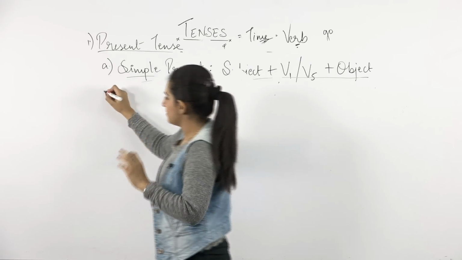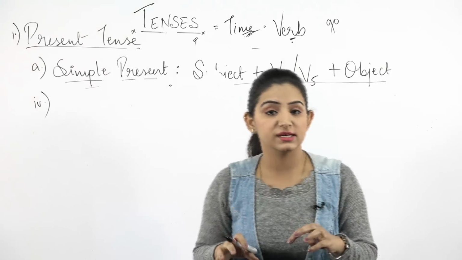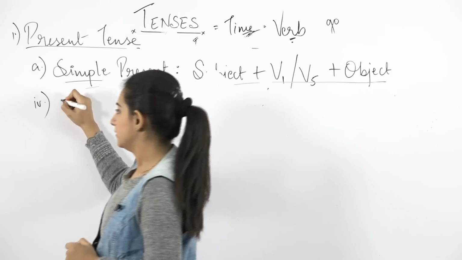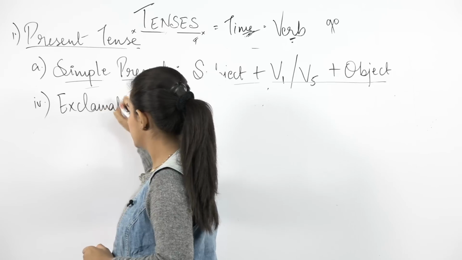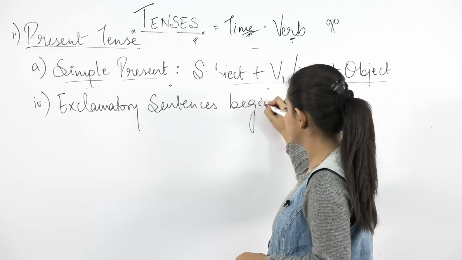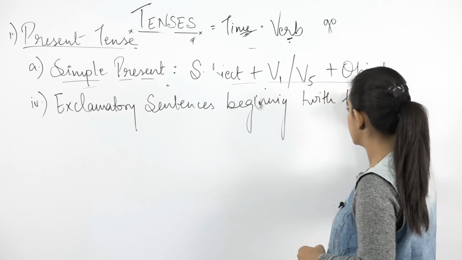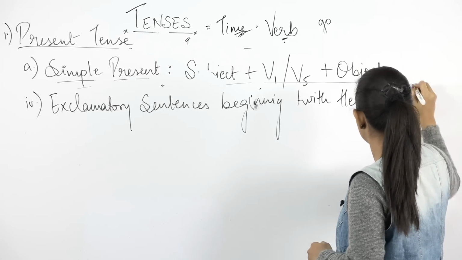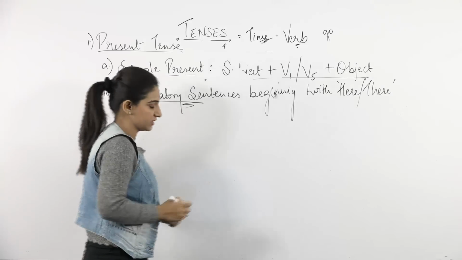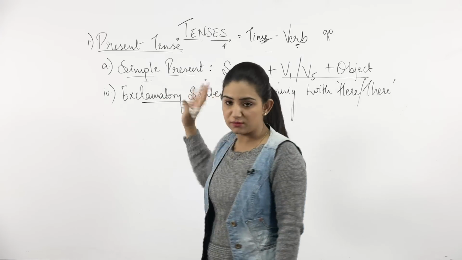Now, can you tell me any sentence which starts with here or there and it uses an exclamation mark? ऐसा sentence जो exclamatory mark के साथ here or there को use किया करता हो. Quickly. Exclamatory sentences beginning with what? Here or there. Here या there के साथ start होंगे और होंगे कौन से? Exclamatory sentences. A sentence which starts with here and there and it has what? It has a exclamation mark with it.